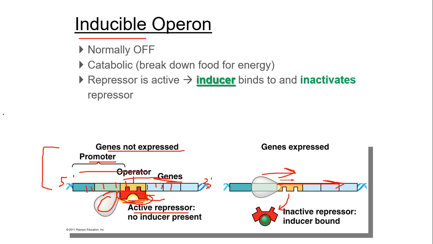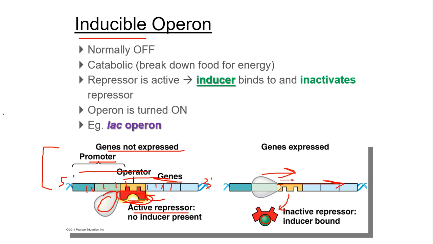Your repressor is normally active, and it's only once your inducer, or inducing molecule, binds to and inactivates the repressor, removing the roadblock, that the gene is actually able to be expressed. When that happens, the operon is turned on, is how we phrase that. Okay, so the gene or genes have been turned on.